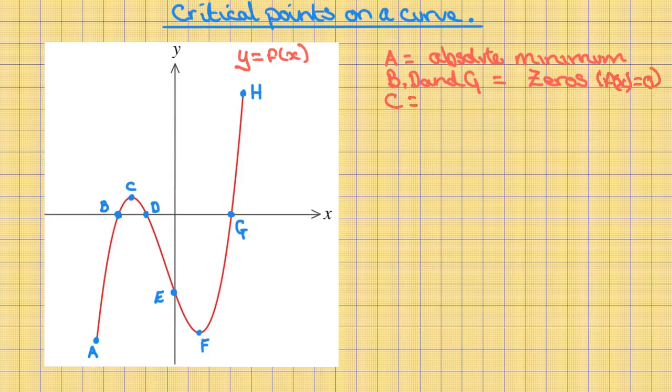C is a local maximum. Around the point C, C is the maximum value of the graph. E is the y-intercept, the place where the graph crosses the y-axis.